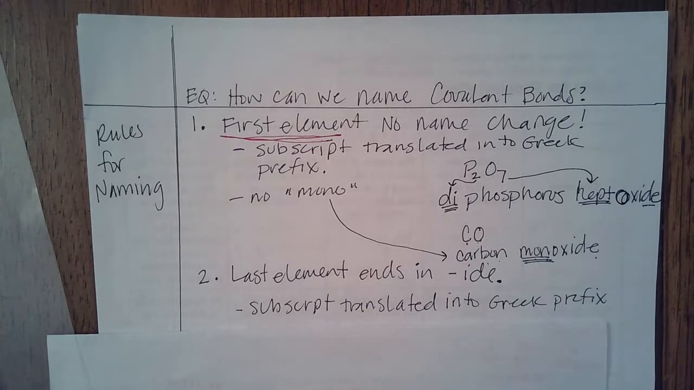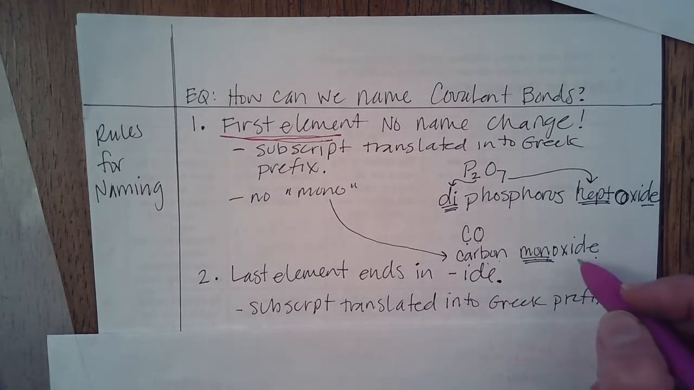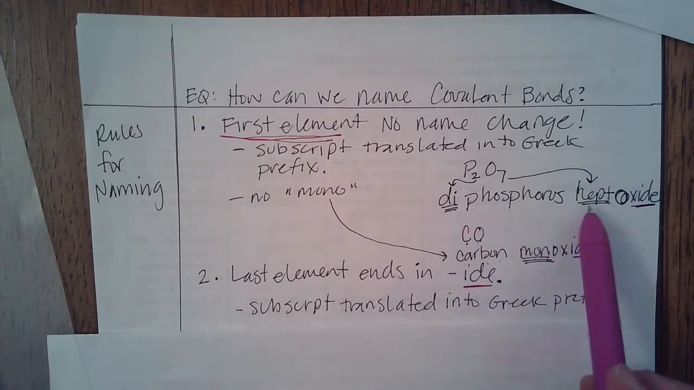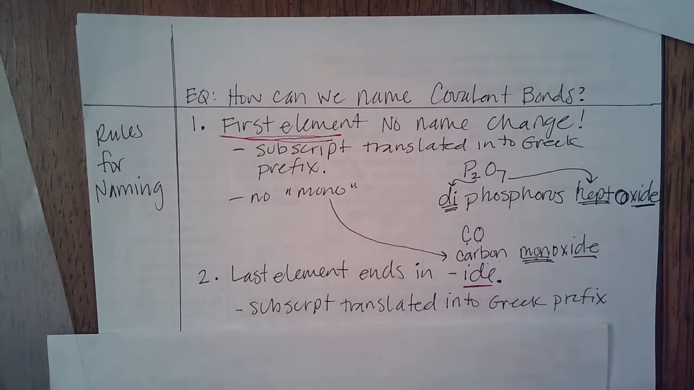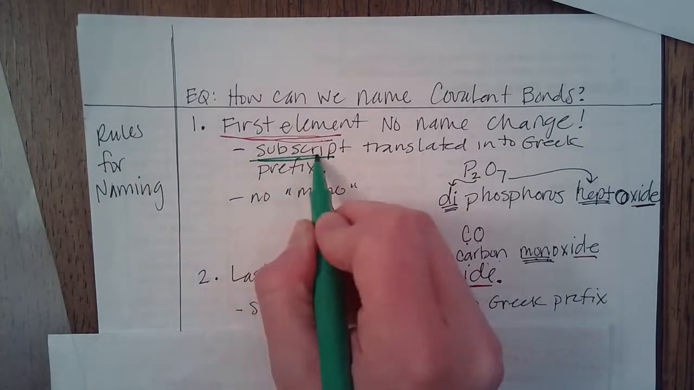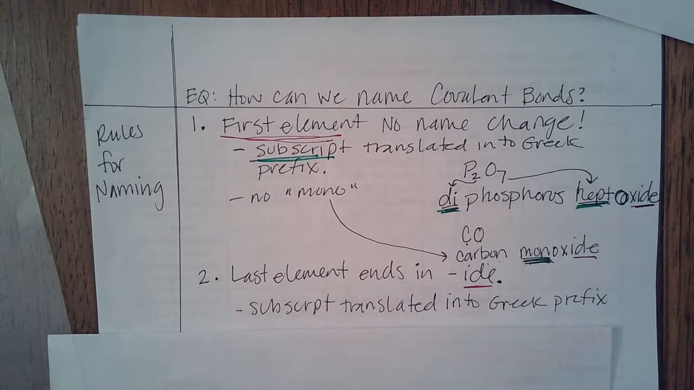I'll call her back. So the last element ends in ide. Subscripts: di, hepta, mono. Okay.